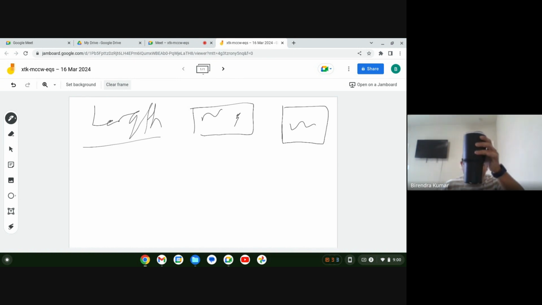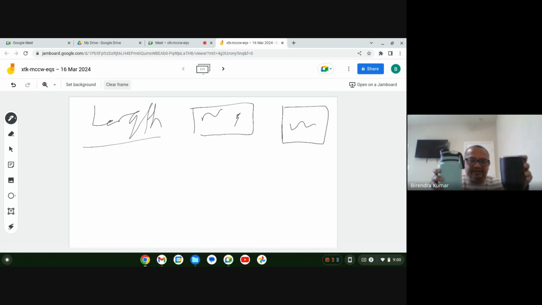This needs more volume, meaning it needs more space. If you have to keep it somewhere in the room, you would need more space. This needs less space. This one needs lesser space. This needs more space. That is what is called volume. Okay, so now this one also takes more space than this guy, right? So this has more volume than this one.